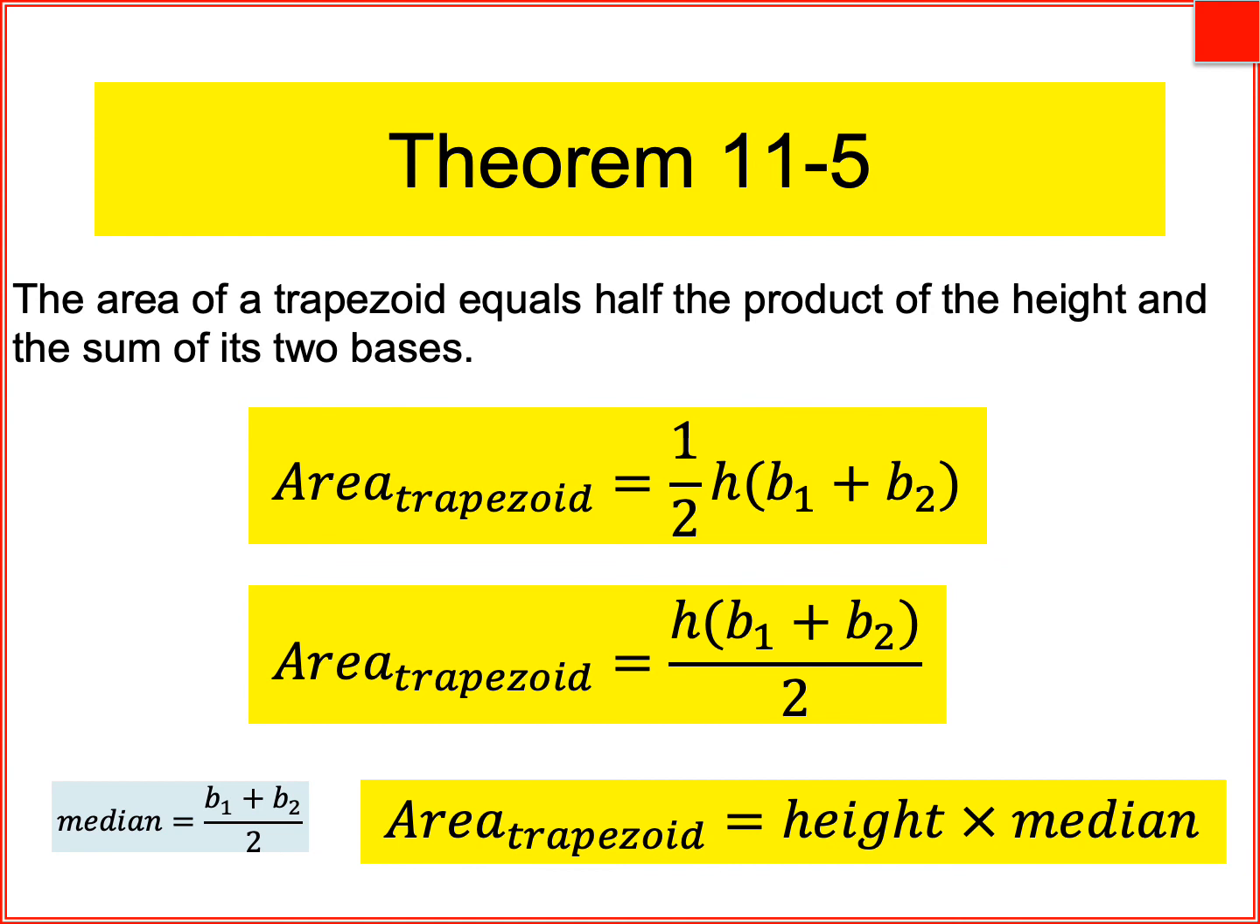Now, I will just say this. Notice it's the same formula, right? The median is base 1 plus base 2 divided by 2. So it's not truly a different formula. We're just substituting the word median in for base 1 plus base 2 divided by 2. But interestingly enough, the formula for the area of a trapezoid contains the definition of a median. So anytime you're calculating the area of a trapezoid, inside that formula is the length of the median.